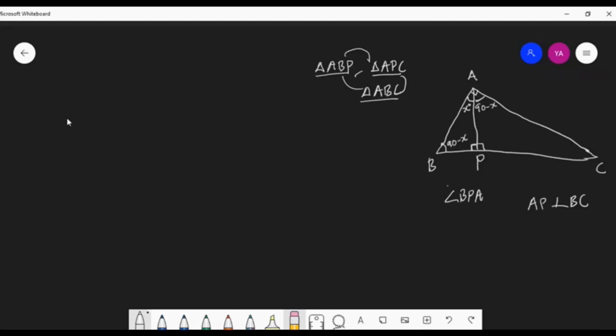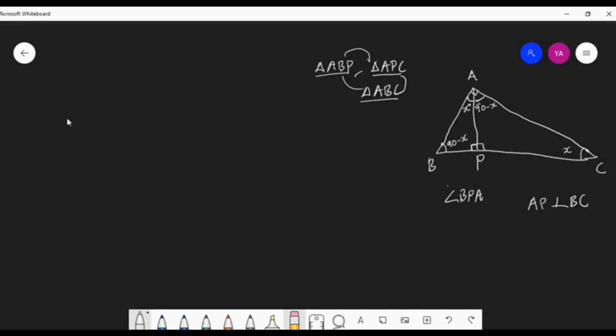Why? Because in the large triangle ABC, angle A is 90 degree, right? We have started with this angle as 90 degree. So the sum of these two small angles must be 90. So if one of the angles is x degree, then the second must be 90 minus x. Then only the sum will become 90, right? Okay, so what will be the third angle in the triangle on the right side? X, right? Then only the sum of the angles of this triangle will become 180.